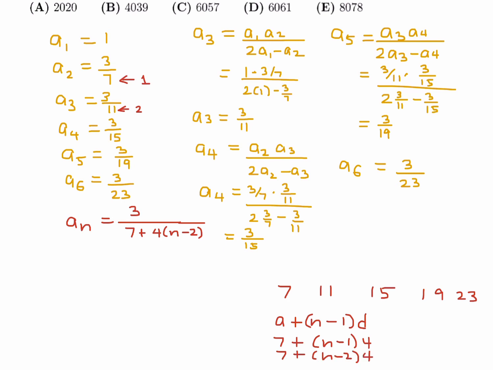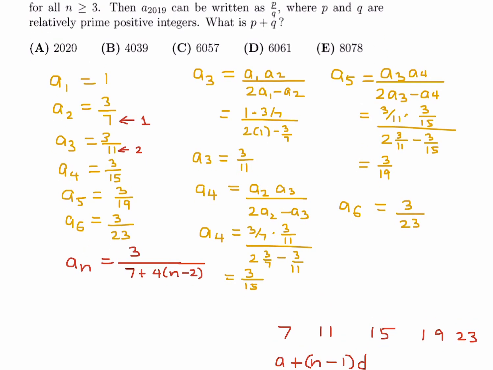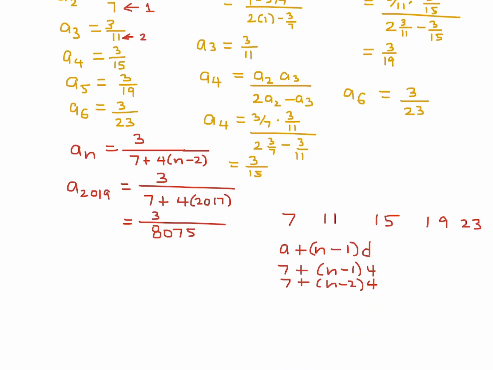Like that. So this is what a_n is, and what do we have to figure out? A_2019. Okay, no problem. Now that we have a formula, we can just sub in 2019 for the value of n. When we do, we get 2017 when you subtract 2. So that's 3 over 4 times 2017, which is going to be 68 plus 7, 75. So 8075.